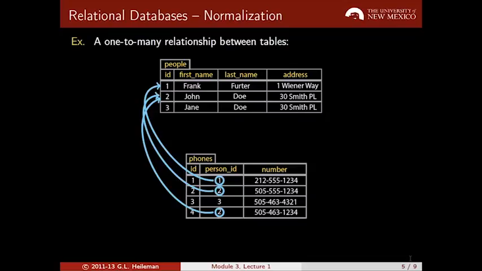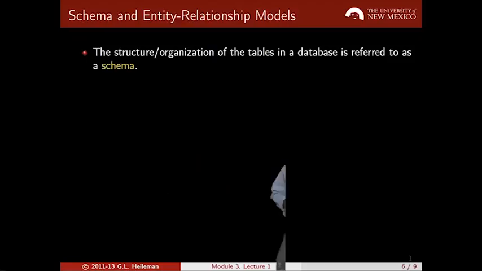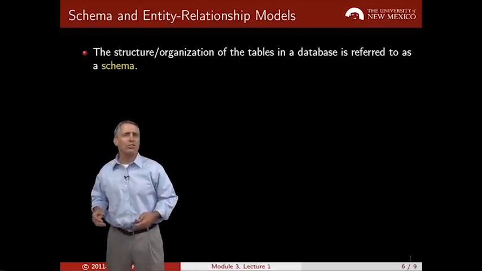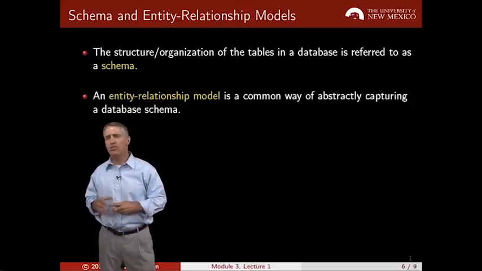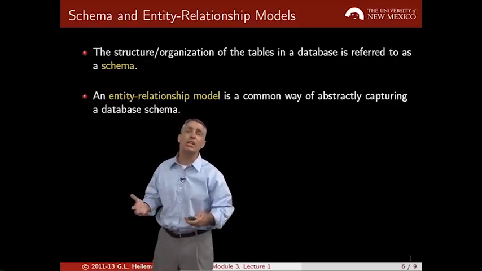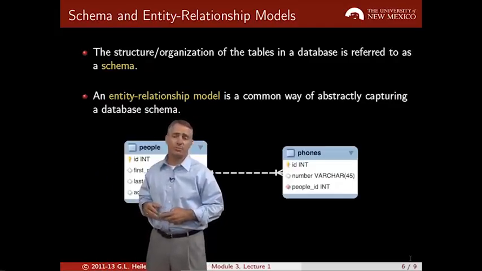So in this case, the foreign key is the same in the phone table. It's 2 for the person ID. Now, the structure or organization of a database is often referred to as a schema. And we use entity relationship models to model the relationship between the tables in a database.